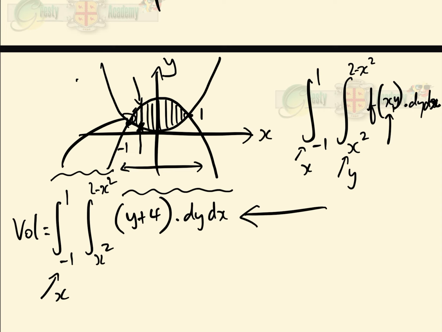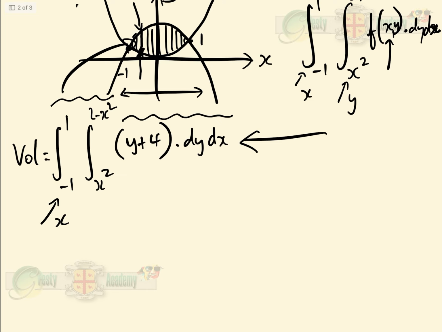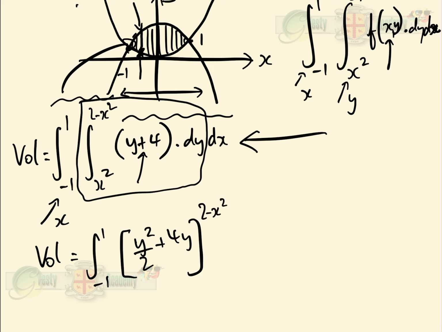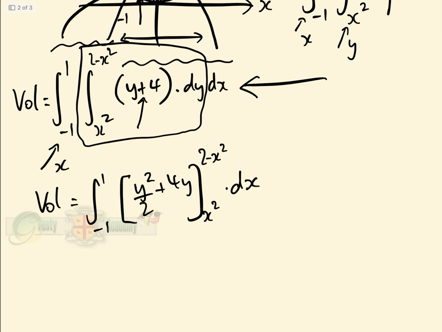And by the way, at the end we're going to come back to this, so just remember that one. But let's now do this double integral, which is going to give us our answer. So the first thing we do is we do that integral there. Our volume is equal to the integral between 1 and minus 1 on the x, and we can do the y integral now. The integral of y plus 4 dy is y squared over 2 add 4y between 2 minus x squared and x squared, and then we've got to do the integral afterwards with respect to x.